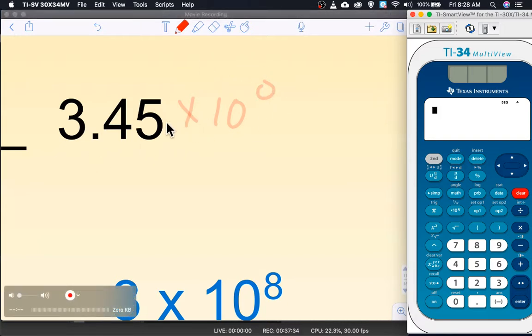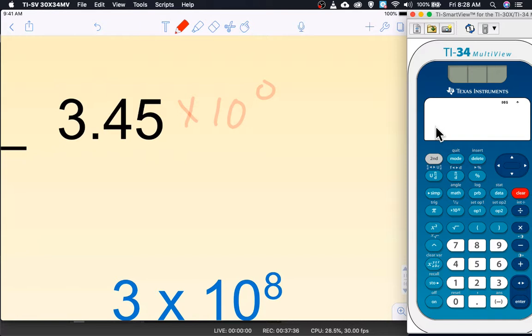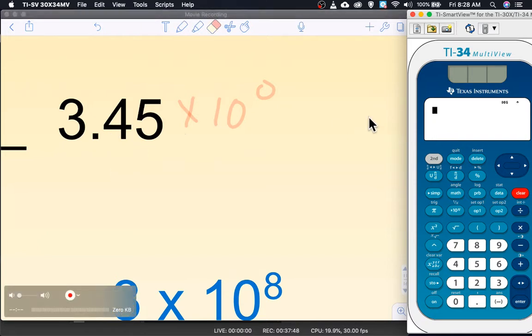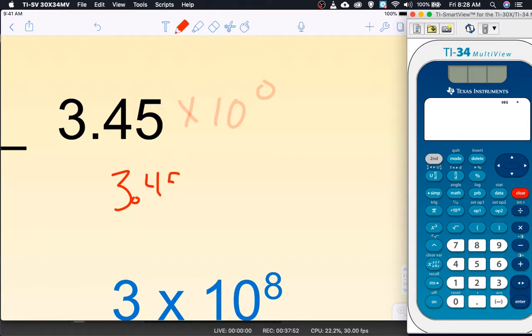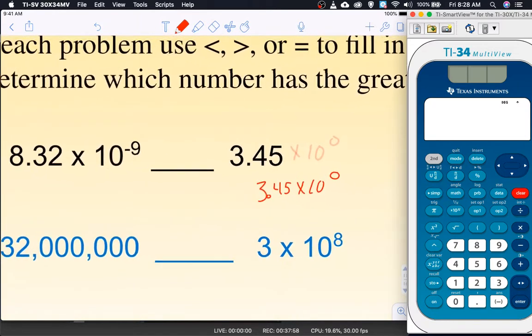To make this in scientific notation, I start here. Remember, this was the very first thing we did in this lesson? I know, that was 35 minutes ago, but that's what we did. And then this piece, actually, its decimal's already in the right place. It's 3.45. So in scientific notation, it would just be 3.45 times by 10 to the power of 0. So that actually is scientific notation now.